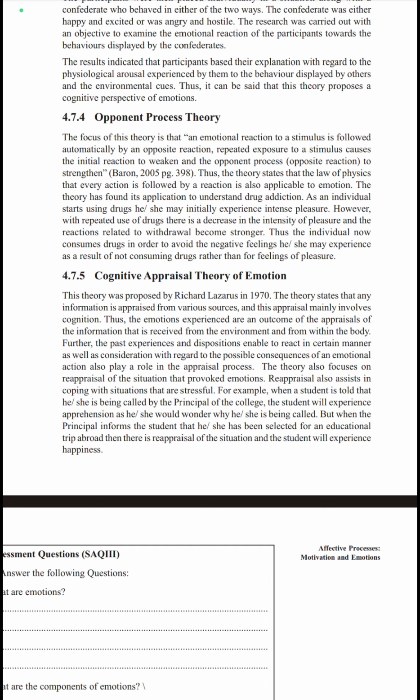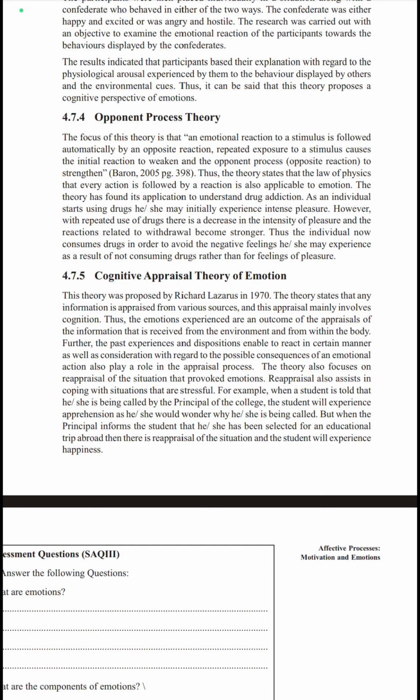So this theory states that an emotional reaction to a stimulus is followed automatically by an opposite reaction. So they're saying that if you feel sorry for something, then at the same time you're also feeling angry at that person, or maybe whatever the opposite reaction for that could be. So you basically feel two different kinds of emotions at the very same time to the same stimulus. At the same time you feel two opposite reactions. Okay, so now this might be a little hard to take in, but it is actually true.